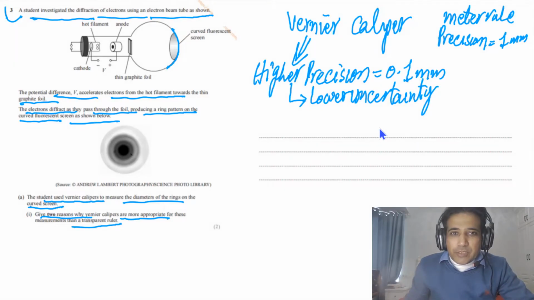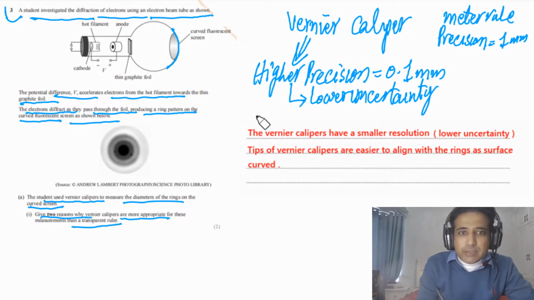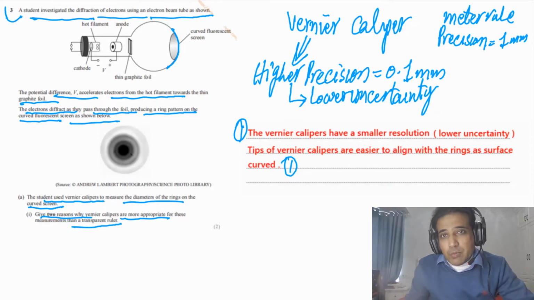So how can we write the answer? This is how you can write your answer. You can talk about these 2 points in your answer. If you have written the first point, you will get 1 mark, and if you have written the second point, you will get 2 marks.